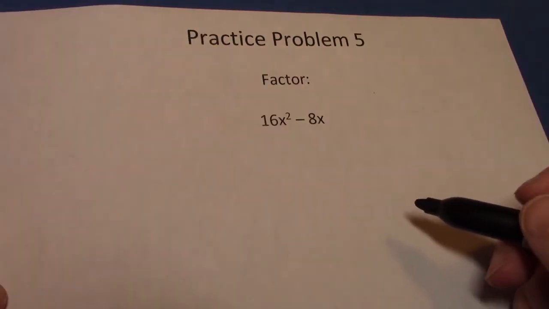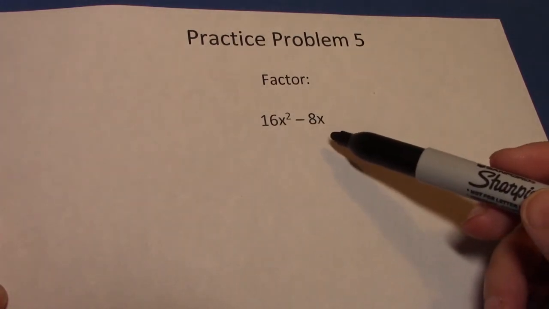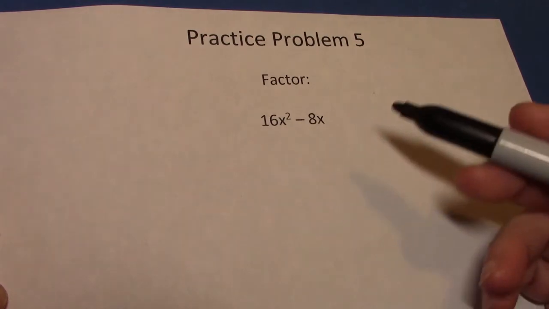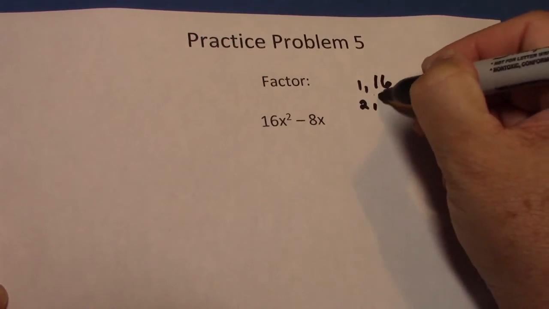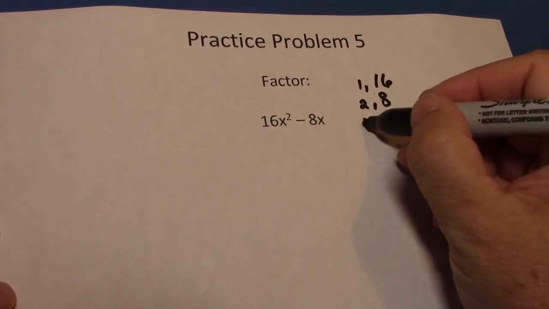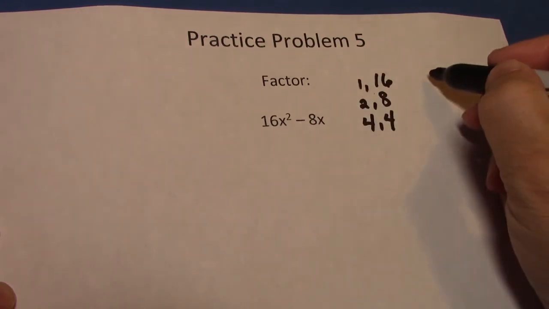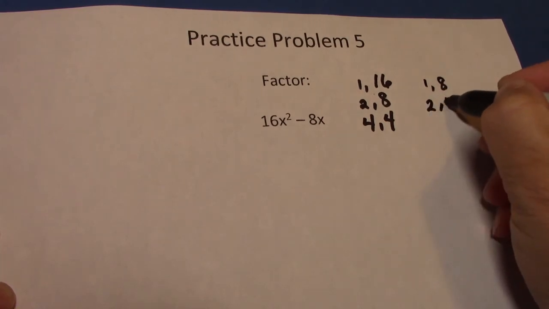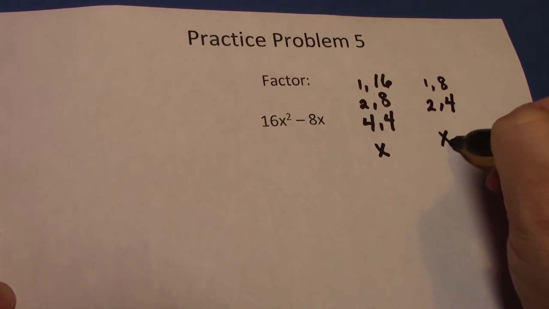Problem number 5 would like us to factor 16x squared minus 8x. Well, let's look at the factors of 16. They'd be 1, 16, 2 and 8, or 4 and 4. The factors of 8 are 1 and 8, and 2 and 4. And of course both of these have an x in them also.